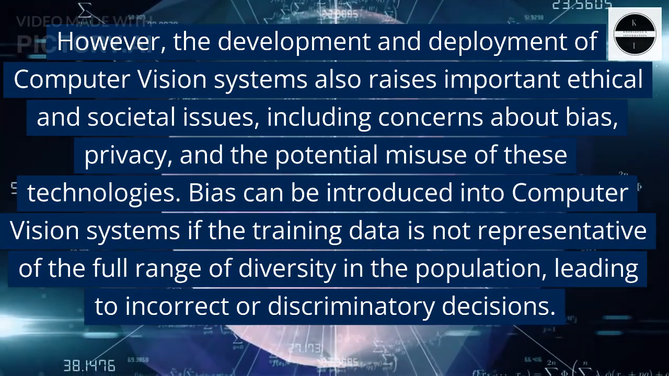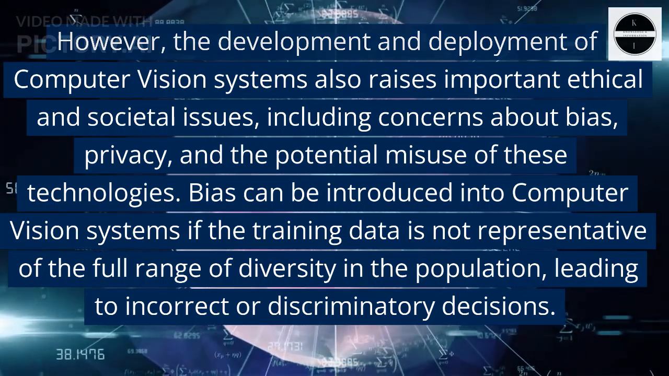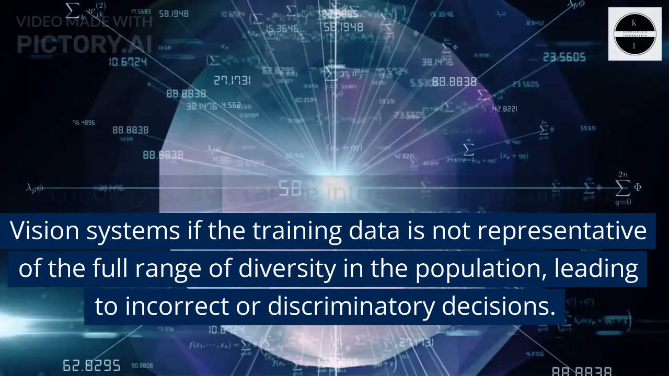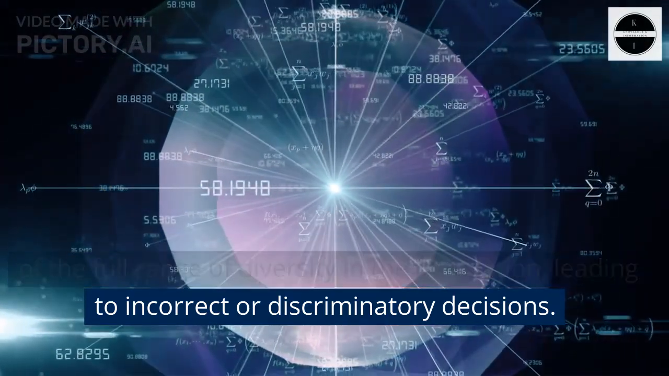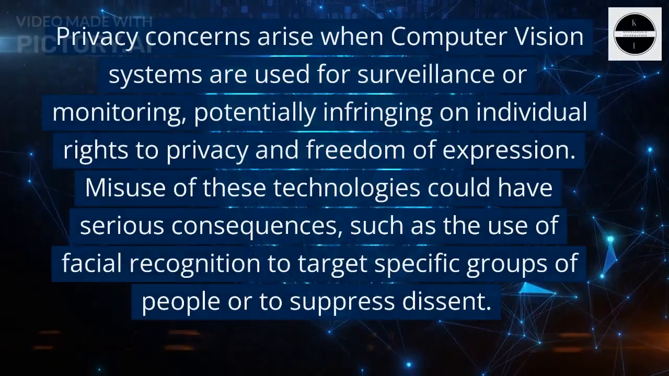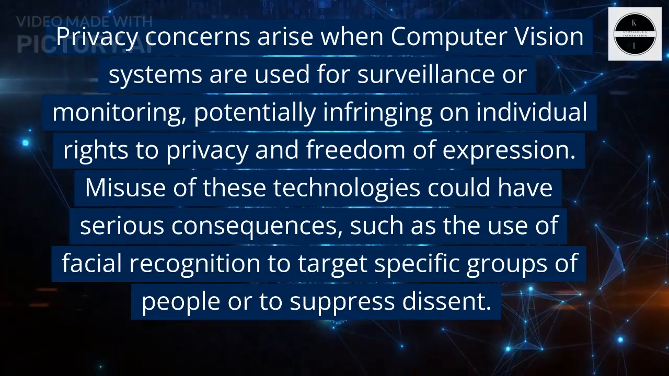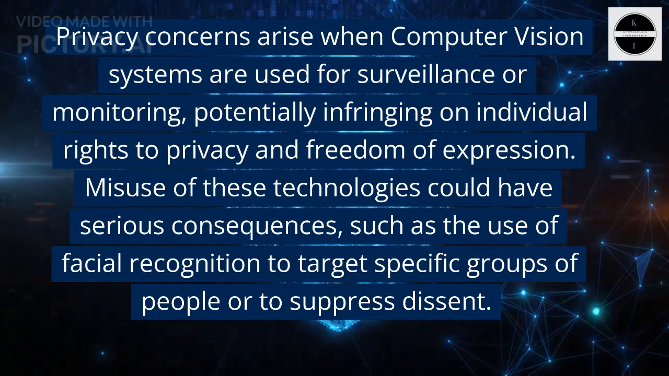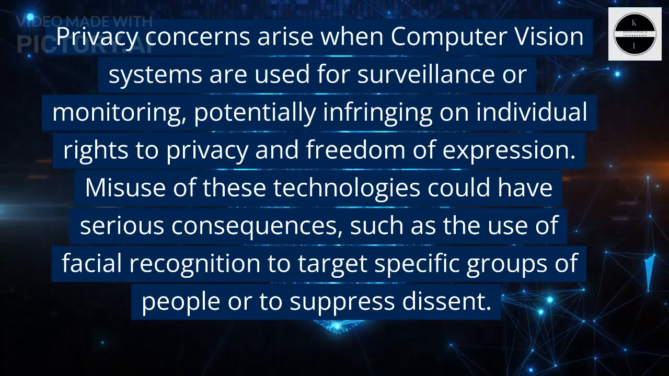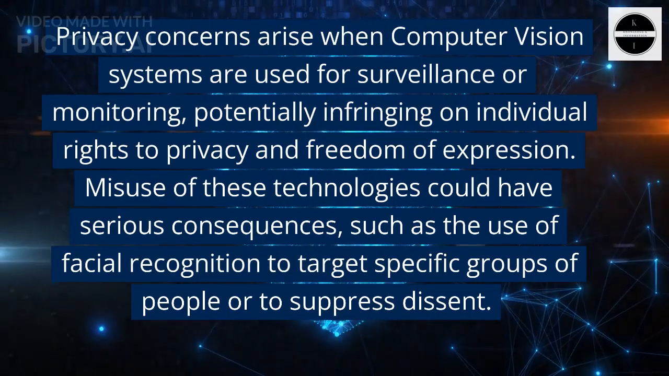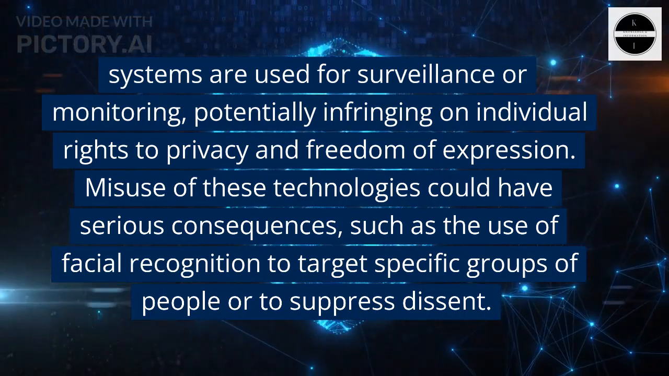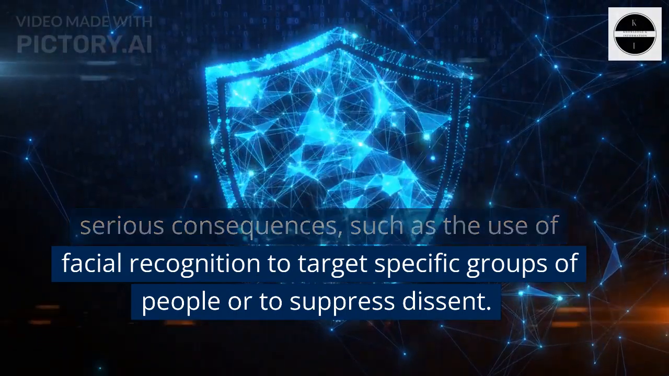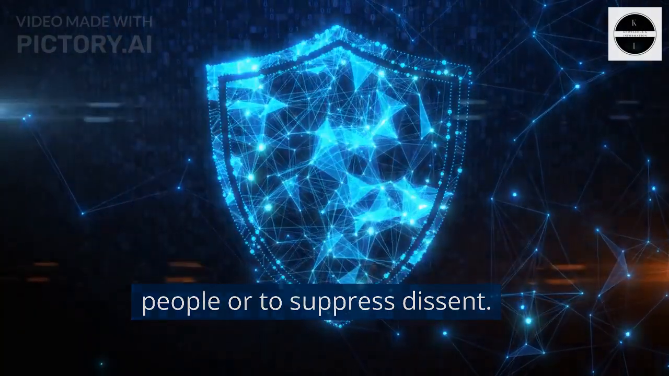Bias can be introduced into computer vision systems if the training data is not representative of the full range of diversity in the population, leading to incorrect or discriminatory decisions. Privacy concerns arise when computer vision systems are used for surveillance or monitoring, potentially infringing on individual rights to privacy and freedom of expression. Misuse of these technologies could have serious consequences, such as the use of facial recognition to target specific groups of people or to suppress dissent.